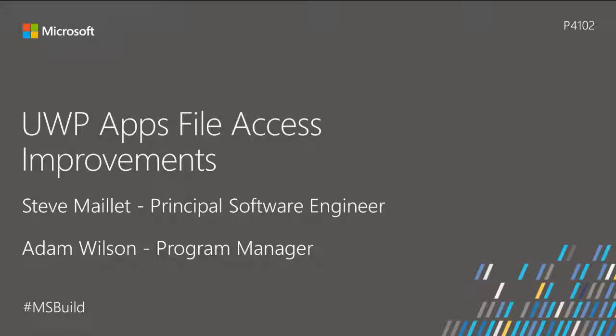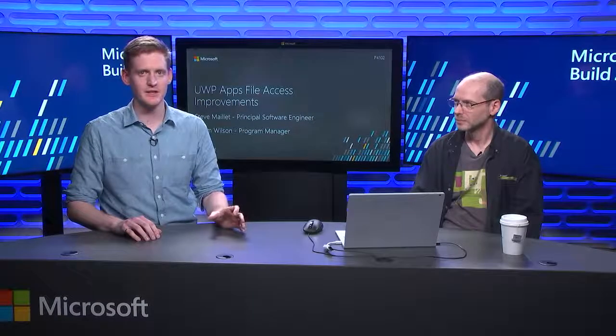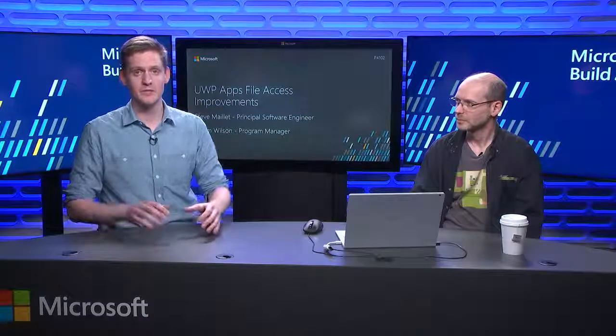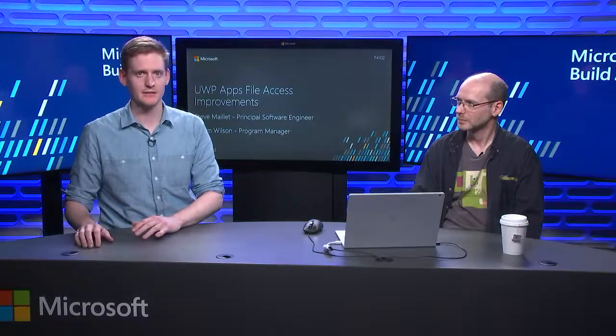File access is a critical part of any application running in the Universal Windows platform. And in the next version of Windows, it's going to be even easier for you to take the file access code from your app and use the desktop bridge to bring your app all the way to UWP.